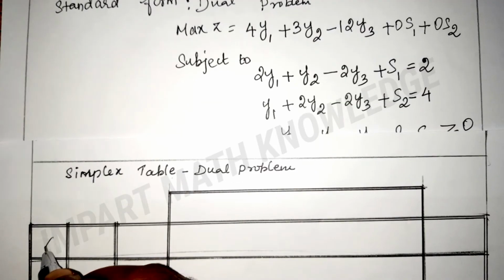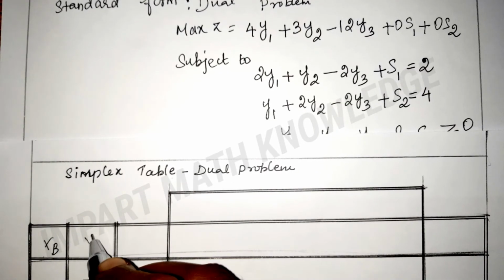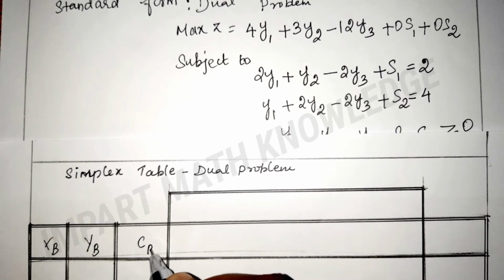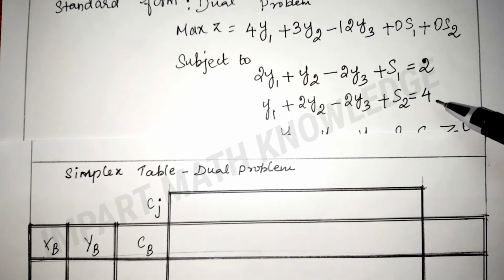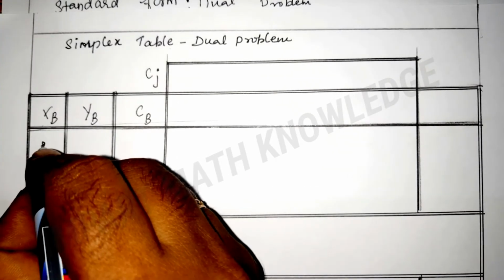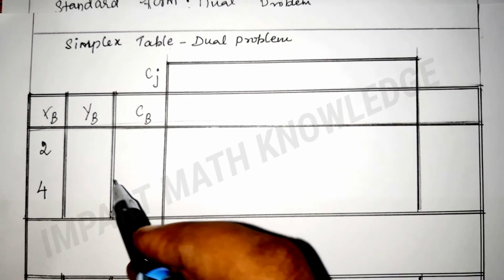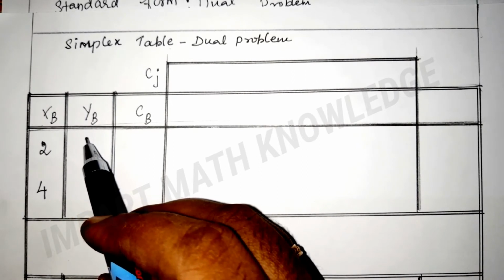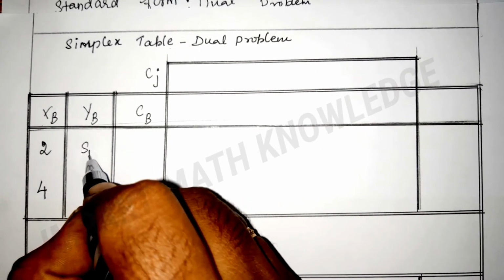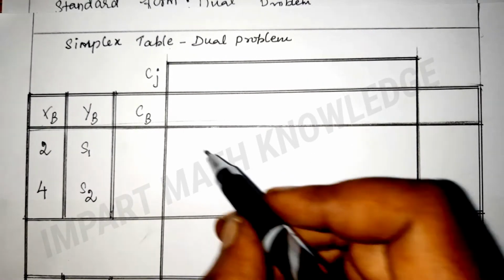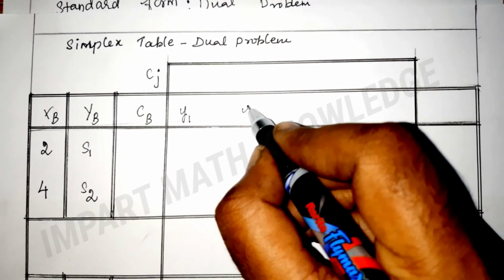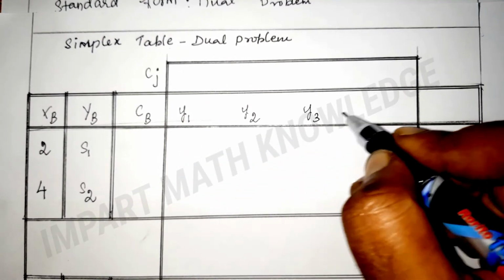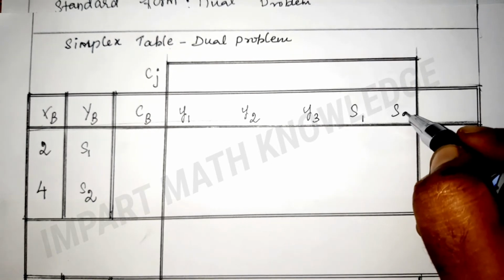First one is xb, this is yb, and this is cb. Here you write cj. xb is nothing but the right hand side values of the given conditions, that is 2 and 4. And yb is nothing but the newly introduced variables, that is s1 and s2. Here you have to write all the variables which we used in the problem: y1, y2, y3, s1, s2.